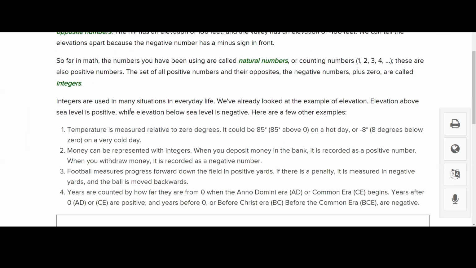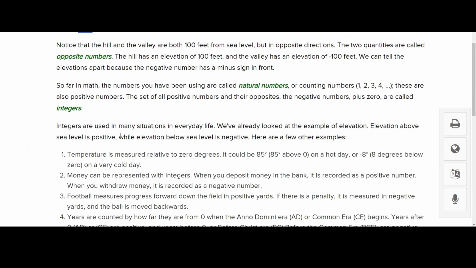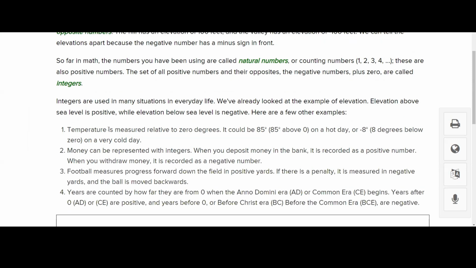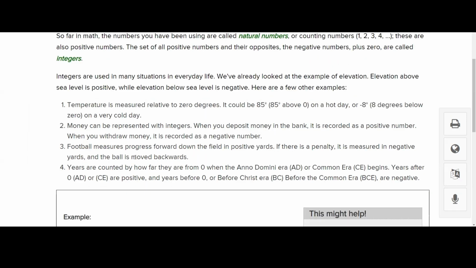Integers are used in many situations in everyday life. We've already looked at the example of elevation above sea level, while elevation below sea level is negative. Here are a few other examples. We can talk about temperature in relation to 0 degrees. It could be 85 degrees, which is above 0 on a hot day, and minus 8 degrees, which is 8 degrees below 0 on a very cold day. Money can be represented with integers. When you deposit money in a bank, it is recorded as a positive number. When you withdraw money, it is recorded as a negative number.